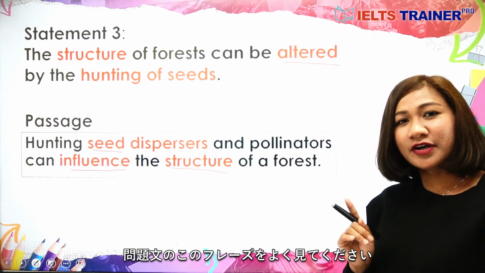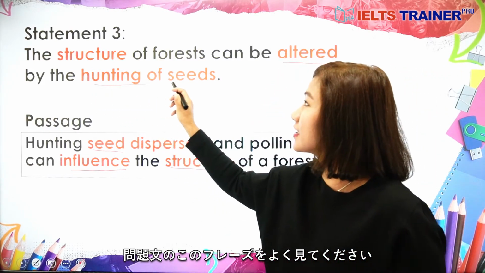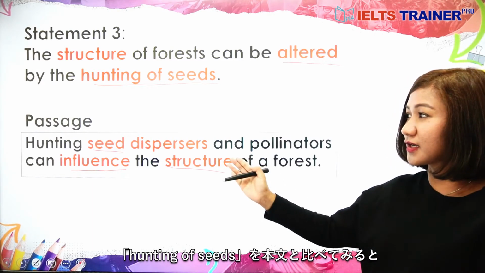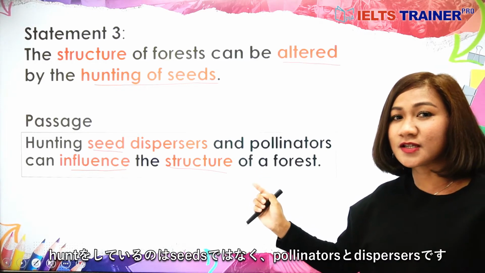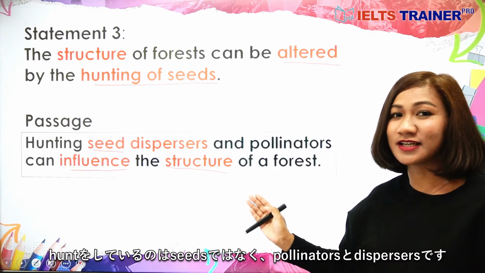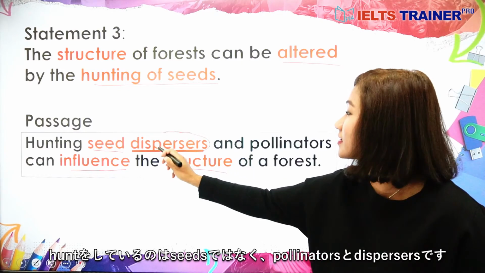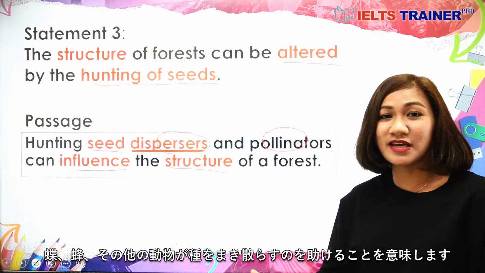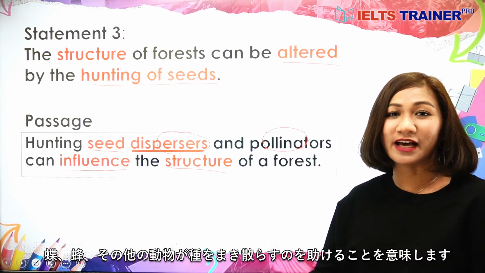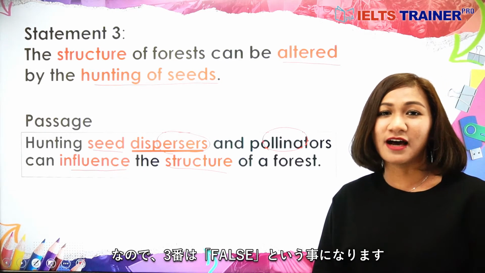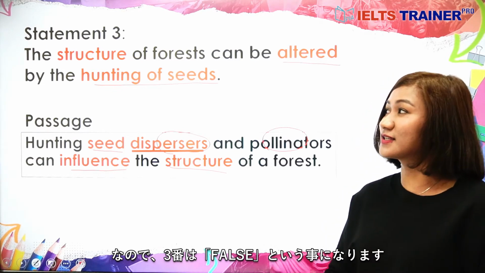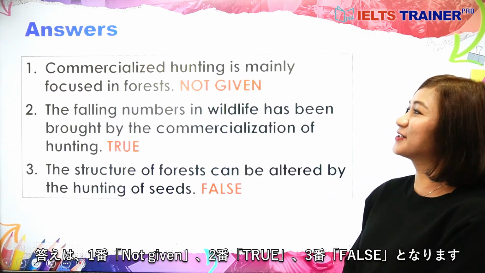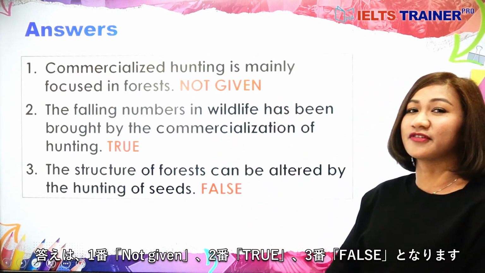But take a very close look at this phrase in the statement. It says, hunting of seeds. As we compare it to the reading passage, it is not the seeds that are being hunted, but the pollinators and the dispersers, meaning the butterflies, the bees, and other animals that help scatter the seeds. We can then work out that the answer for number 3 is false. Our final answers are not given, true, and false.